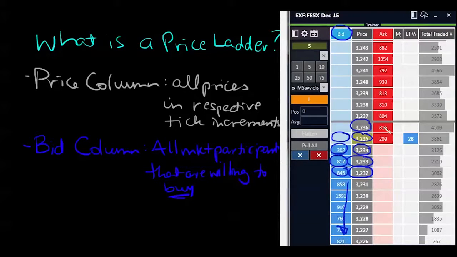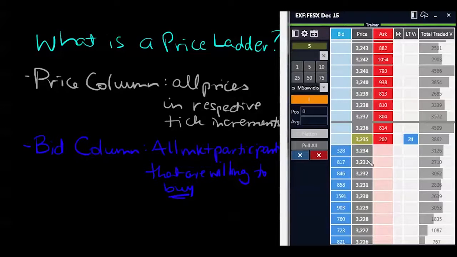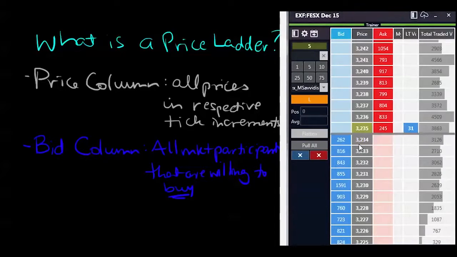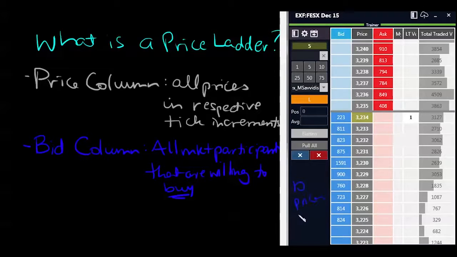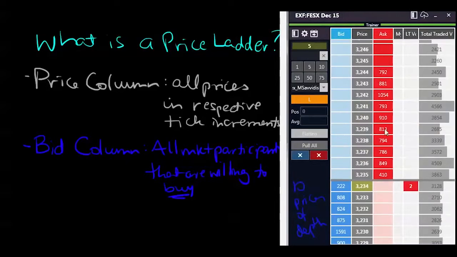Now, because I have my ladder a little bit scrunched up, what you would normally see on the Euro Stoxx, if we just scroll, is a market depth of 10 prices. So we have from 32.35 down to 32.25. That's 10 prices of depth. And likewise, if we scrolled up, you'll see there's 10 prices of depth again to the upside.